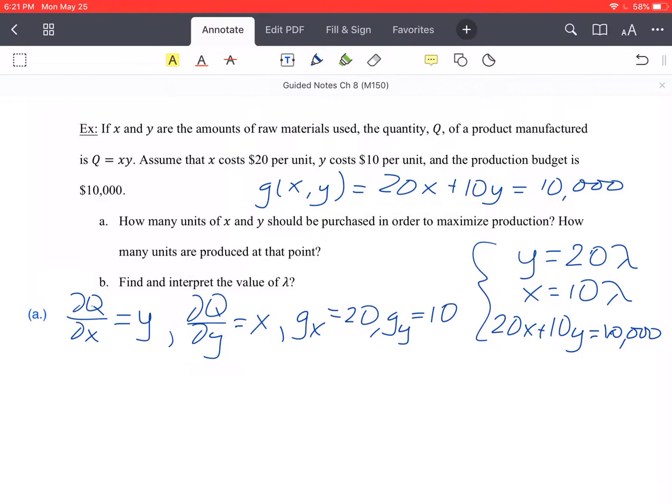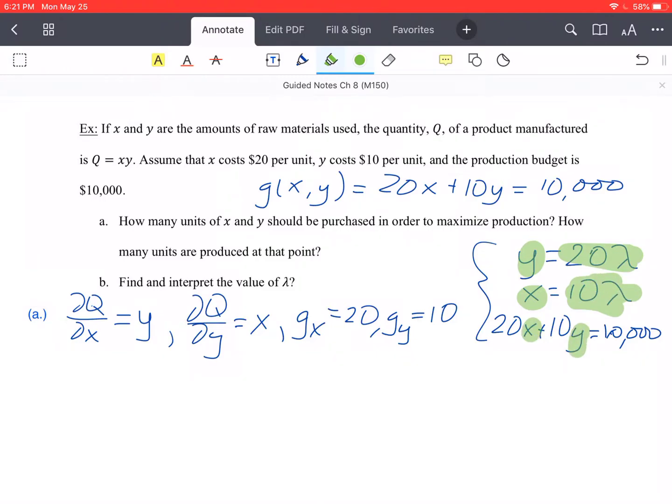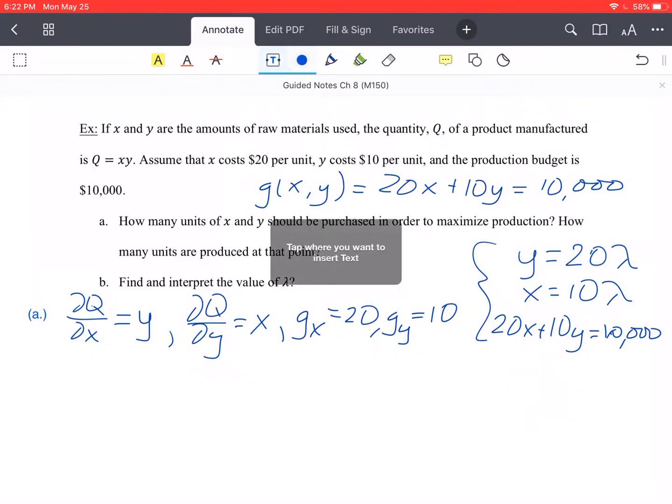Okay. Now, the way we go about solving this changes from problem to problem, but what I'm noticing here is that I have y written in terms of lambda, I have x written in terms of lambda, and in this function, I have x and y. So what I could do is take these two values, plug them into the third equation, solve that for lambda, and then plug that back in to get x and y. Okay, that's what I'm thinking. So, let's go ahead and do that.